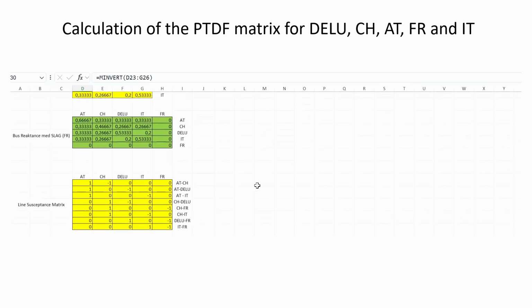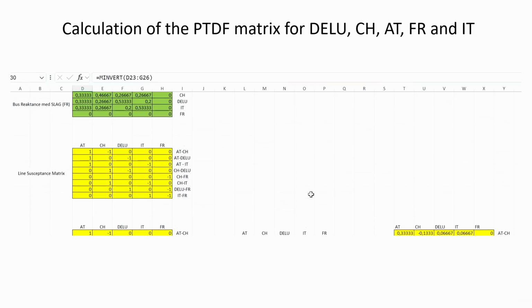After that, we calculate the line substituents matrix. So we have all the lines here, and then we say that this line here is going out of Austria to Switzerland. This line here is going out of Austria to Germany. And this is the way the line substituents matrix is constructed.